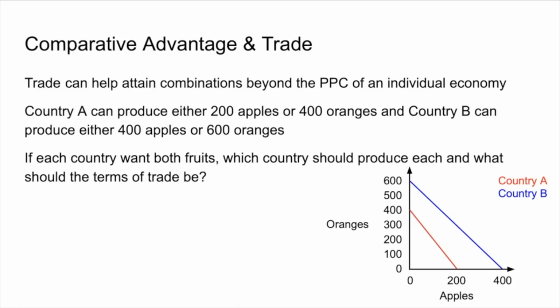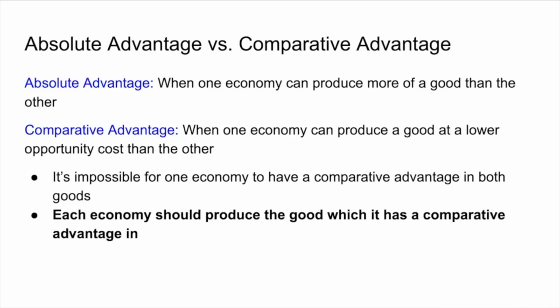If each country wants both fruits, what country should produce each, and what should the terms of trade be? All right, to solve this, first we should know what is absolute advantage and what is comparative advantage. Absolute advantage is when one economy can produce more of a good than the other, and comparative advantage is when one economy can produce a good at a lower opportunity cost than the other.